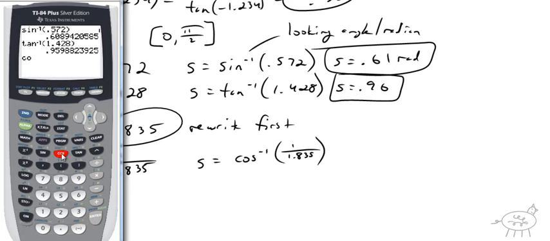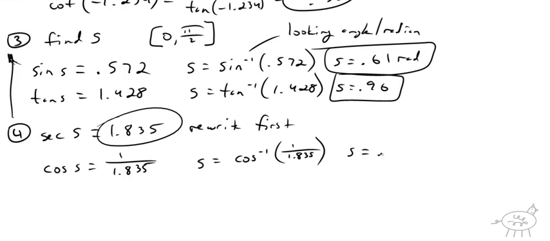Okay, so let's do that. Inverse cosine of 1 divided by 1.835. Okay, hit enter, and 0.99. Okay, so S equals 0.99. That's cool. Okay, let's do one more here. Cotangent of S is equal to 4.659.